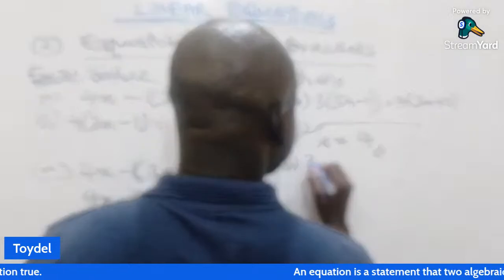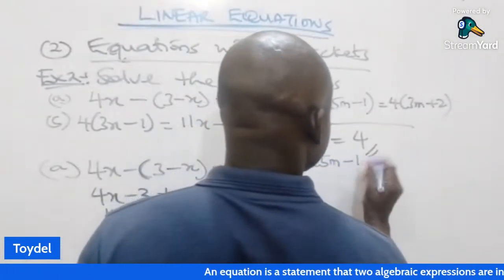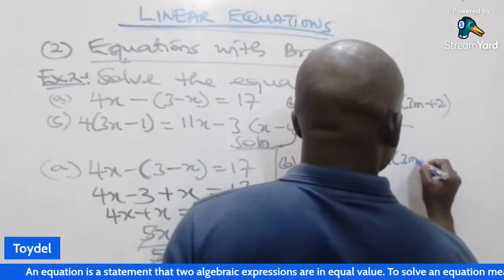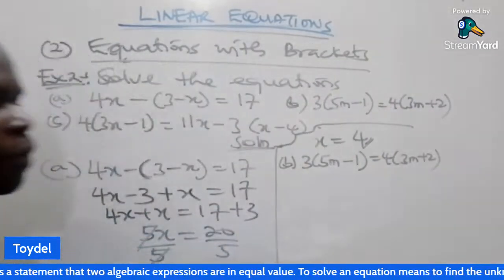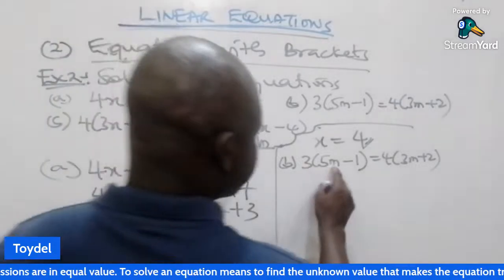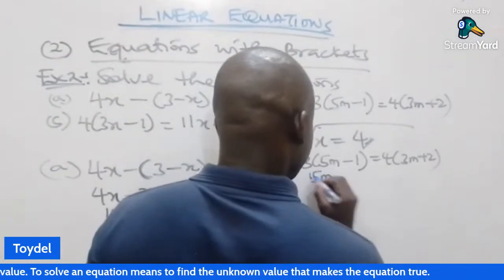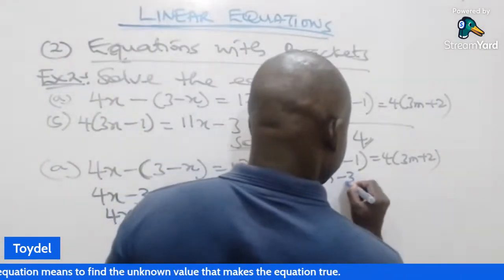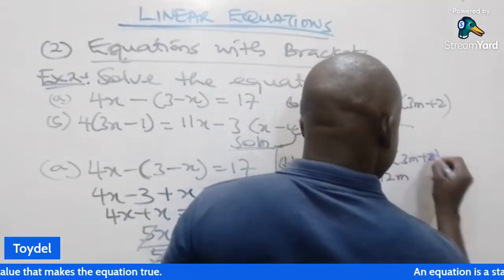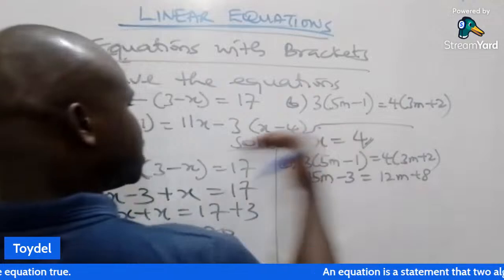The second one where we have 3 into bracket 5m minus 1 is equal to 4 into bracket 3m plus 2. We just try to open up in order to remove the brackets. That's the first thing that we do. So we say 3 times 5, that is 15m. 3 times minus 1, minus 3, is equal to 4 times 3, 12m, 4 times 2, plus 8. So now let's collect like terms.